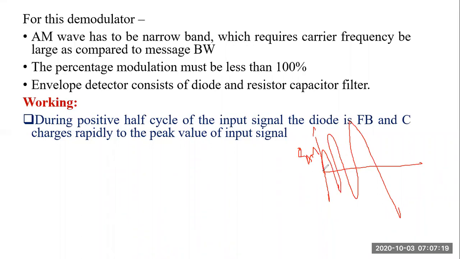During the positive half cycle, the capacitor charges to the peak value of the input signal. Because what happens here is that this diode gets forward biased. You give a positive half cycle of the voltage from the AM signal. Naturally, this diode will be forward biased. It acts like a conducting switch.